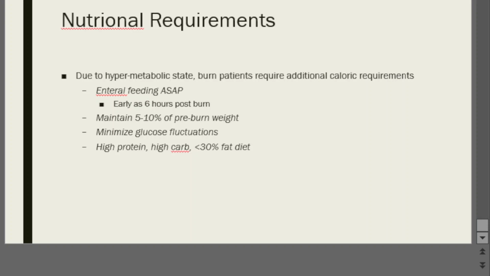So lots of nutritional support for our burn patients. And that is it. Thank you, guys.